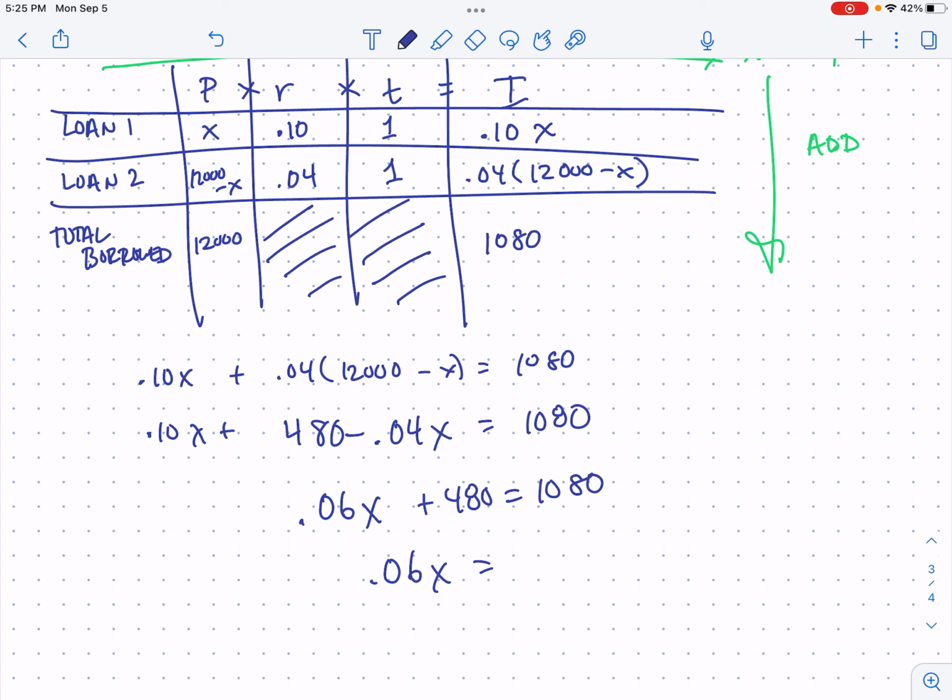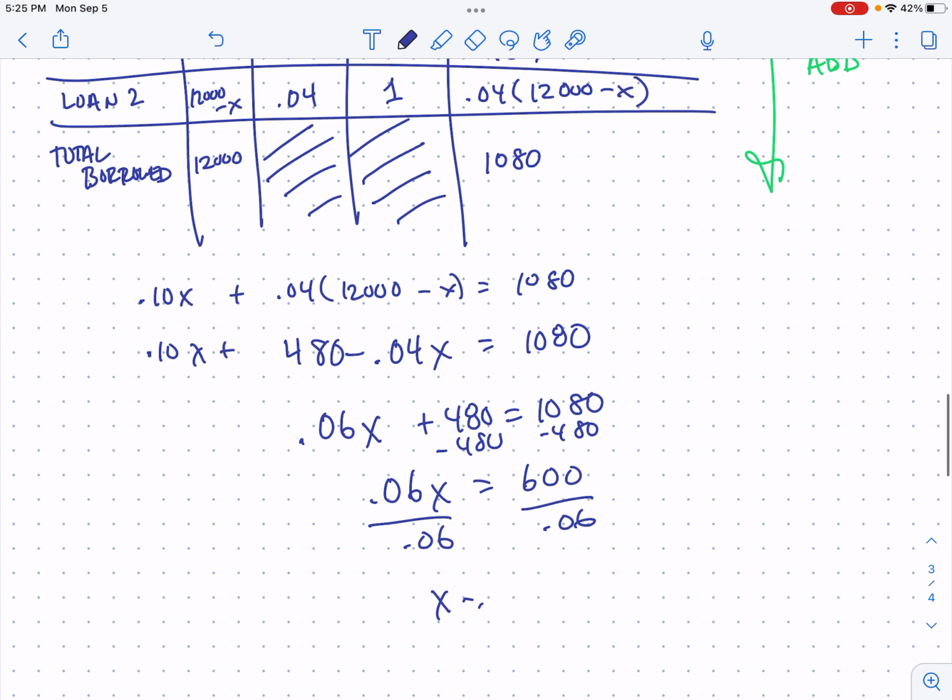0.06x, subtract 480 from both sides. That's 600. Divide by 0.06. And I see that x is $10,000. X is $10,000.